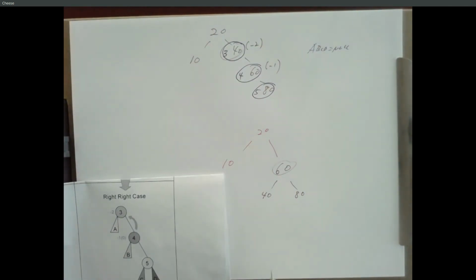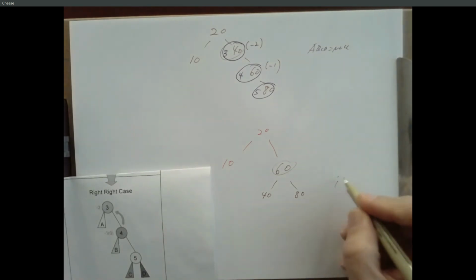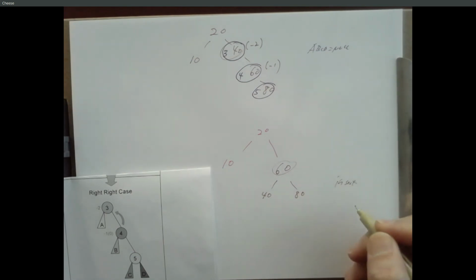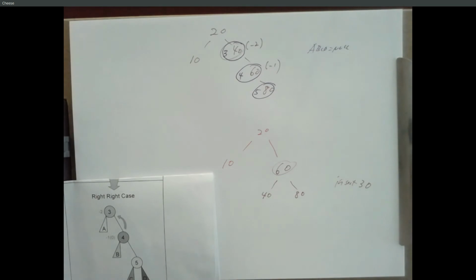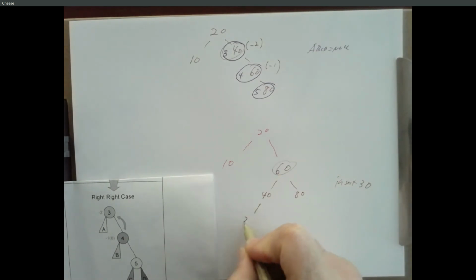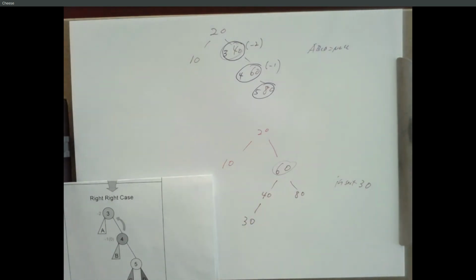Okay, so let's take this tree and make it problematic, and let's see if I can get a right-left case. I'm going to insert a 35. I'll just do a 30. So I'm going to put a 30 down here. And I think that's going to give us a right-left case.